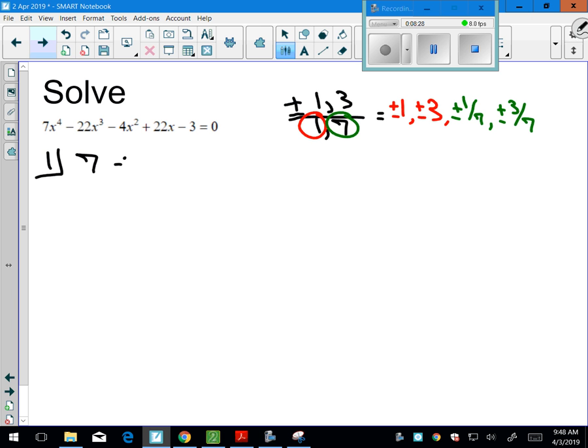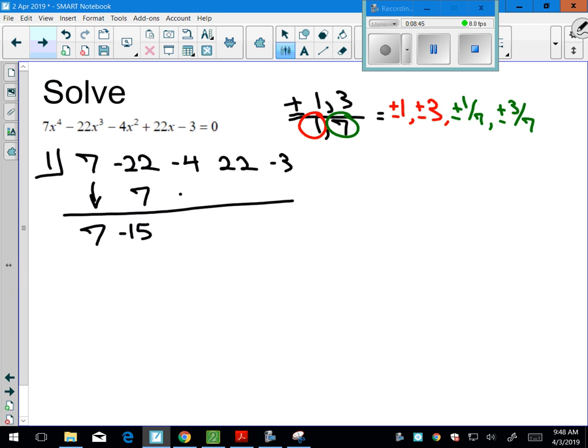+1, I have a 7, -22, -4, +22, and a -3. Hopefully this will give me 0. So I bring down the 7. 7 times 1 is 7. 7 minus 22 is a -15, times 1 is a -15. -15 minus 4 is a -19. -19 times 1 is -19. And then 22 minus 19 is a +3, times 1 is 3, minus 3 is 0. So x equals 1 is one of my roots.